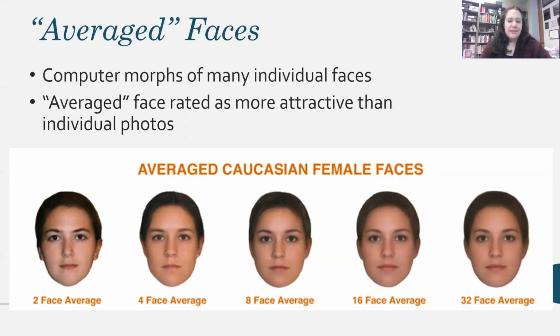Another idea is that the average faces are actually more attractive because they're more symmetric. So this is really just kind of a secondary way to measure symmetry, because the more faces we put in there, the more symmetric the averaged face will be. So there's a little bit of debate on why we happen to find the averaged faces more attractive.